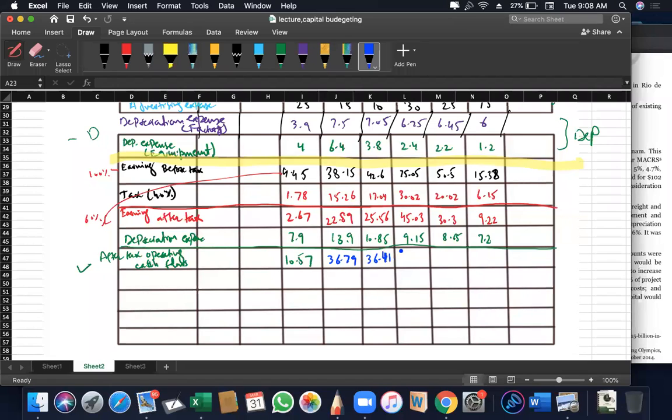And then 45.03 plus 9.15. This is 54.18. Yes, exactly. 30.3 plus 8.65. This is 38.95. And last one is 9.22 plus 7.2. 16.42.